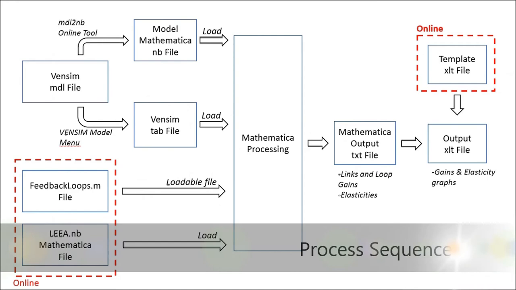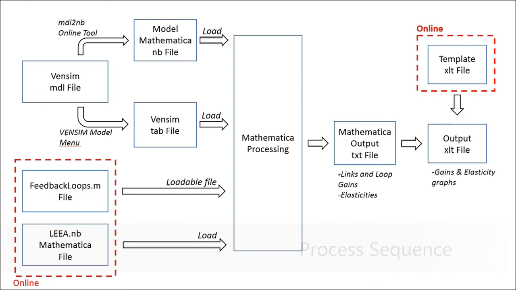Our next step is to build the output file that we need with the information of the gains and the elasticity graphs. And we have to do this starting from a Vensim file which contains the representation of the system we want to model. So, in broad terms, what we have to do is get a whole lot of files ready to be loaded into Mathematica, and then Mathematica will output a TXT file which we will load into an Excel template, which will then give us the output that we need.